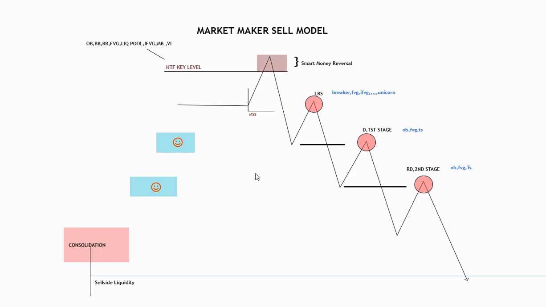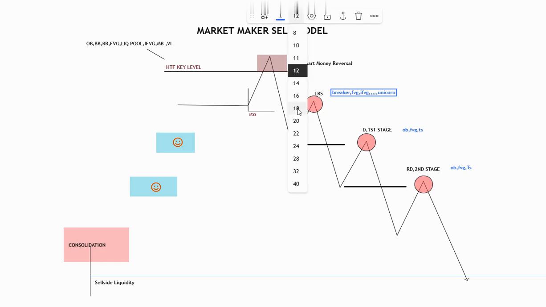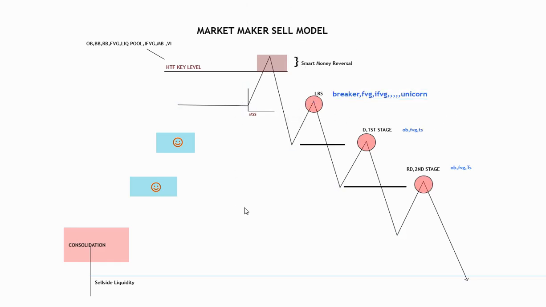Our work now is to go to our PD arrays and see what happens. Reversal from a key level, speed away, price comes back. What is in this region here? Now we have a breaker, or we have a fair value gap, or an IFVG, just generally a unicorn. This is what I'm calling a low risk sell, LRS. From here, of course, you've been doing this all the time.